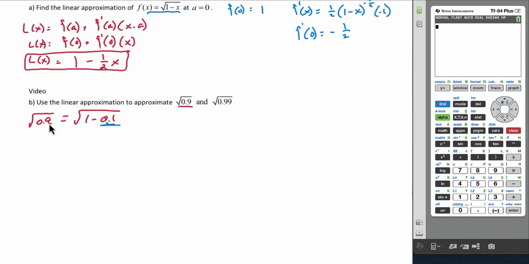That 0.1 is the x value that we will plug into the linearization equation, which is 1 minus 1/2 times 0.1. This gives us 0.95.